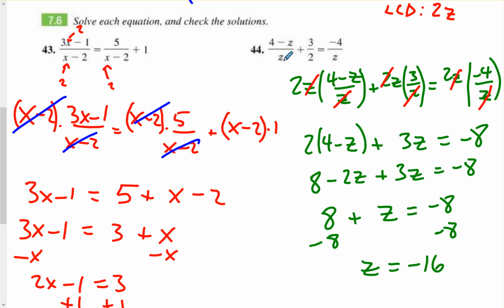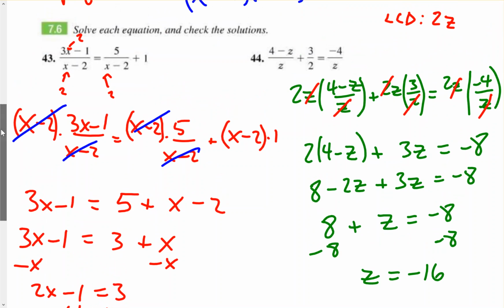And now if you plug negative 16 in, you don't get any fractions with 0 in the denominator. Okay, so you're good to go.